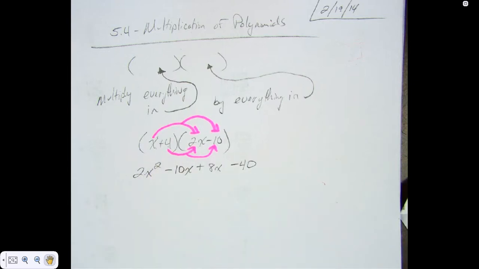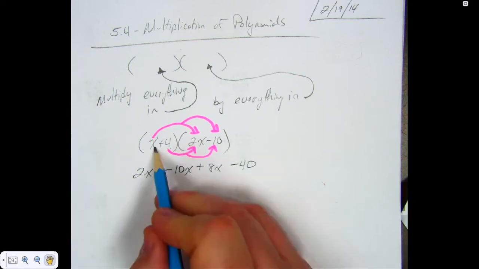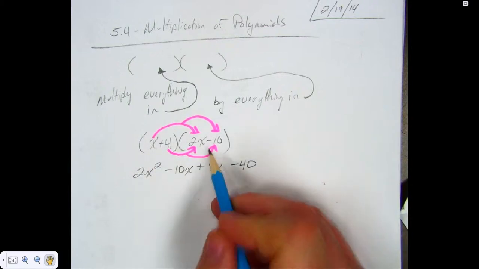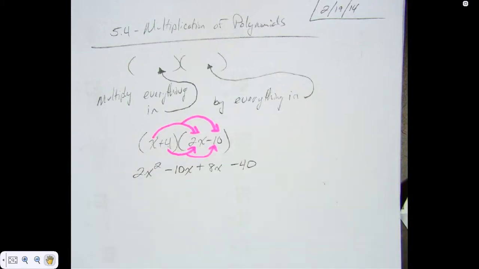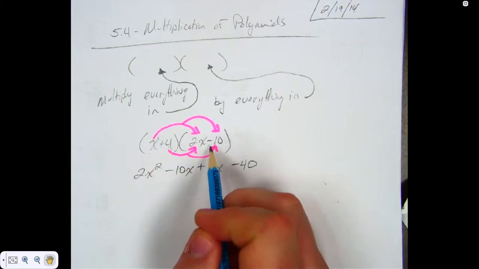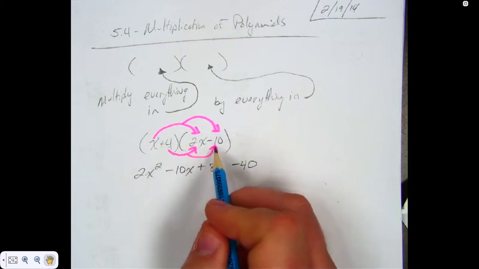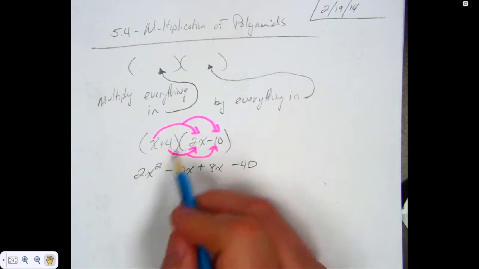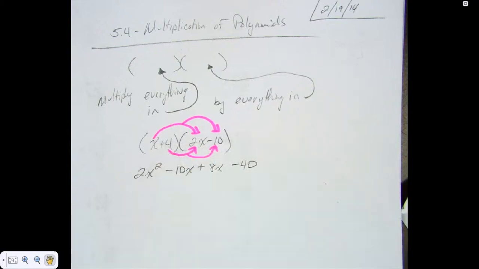I'm not a fan of the word FOIL, because it only works for binomials. This works for everything. Multiply everything in here times everything in here. You multiplied the x times everything over there, didn't you? You multiplied the 4 times everything over there, didn't you? So you've multiplied everything that's in the left set of parentheses times everything in the right set of parentheses.